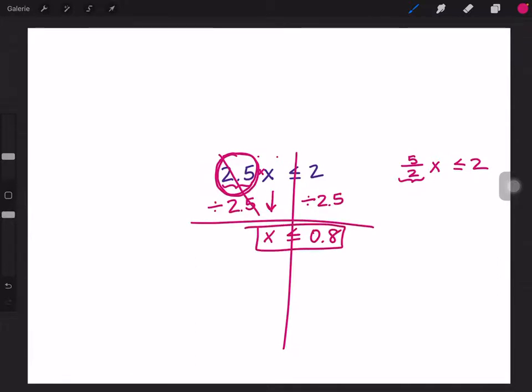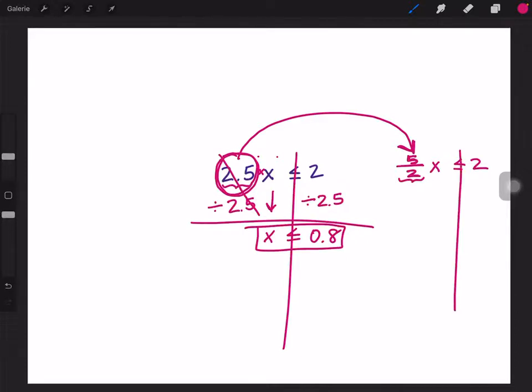Let's try this, though, with a fraction. So instead of a scary looking decimal, let's put a scary looking fraction in front. This is the exact same fraction, it's just written differently. So this is 5 halves, 5 over 2, is the same thing as 2.5. It's just in a different form.